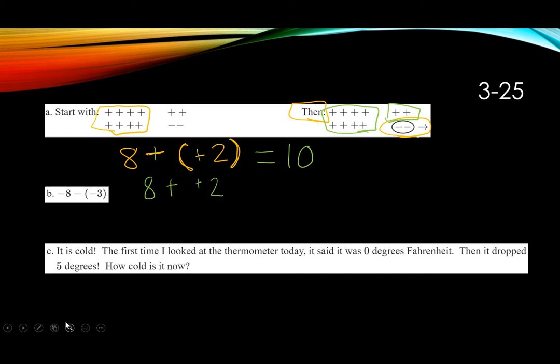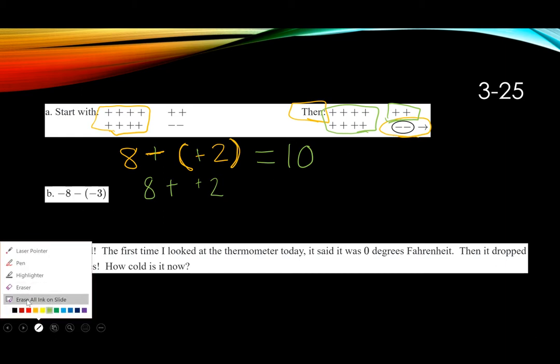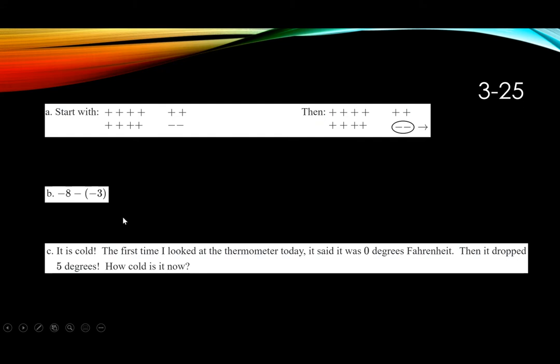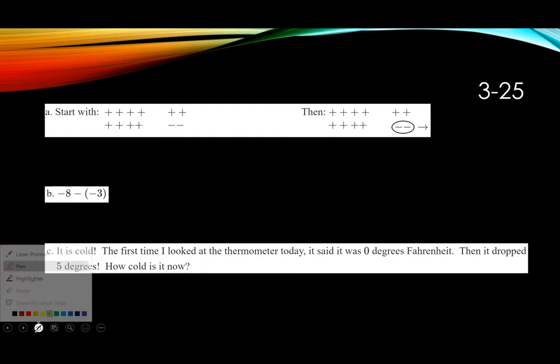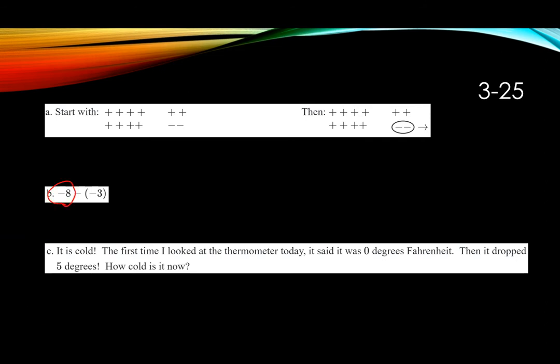All right, now we're looking at part B. It says negative 8 minus negative 3. Well, this time I'm going to start off by drawing the tiles. So I'm going to represent negative 8 here: 1, 2, 3, 4, 5, 6, 7, 8. And we are going to take away, or get rid of, I want to circle these 3 negative tiles and put them out of the picture.